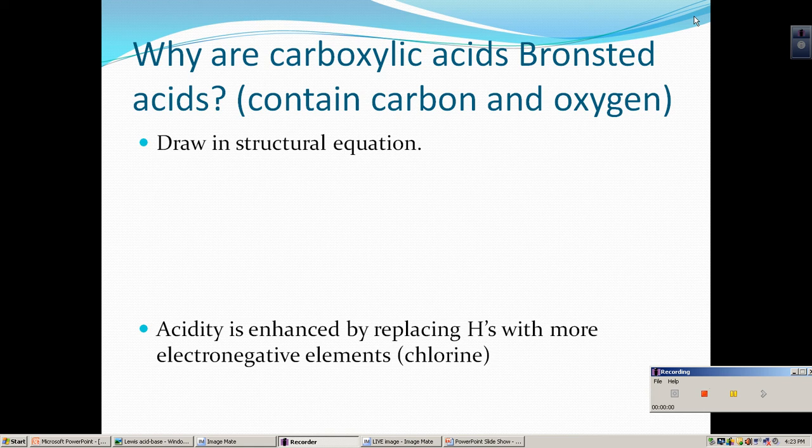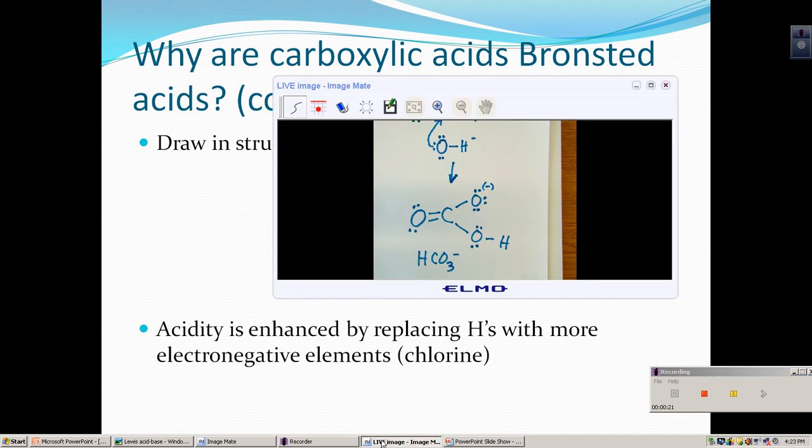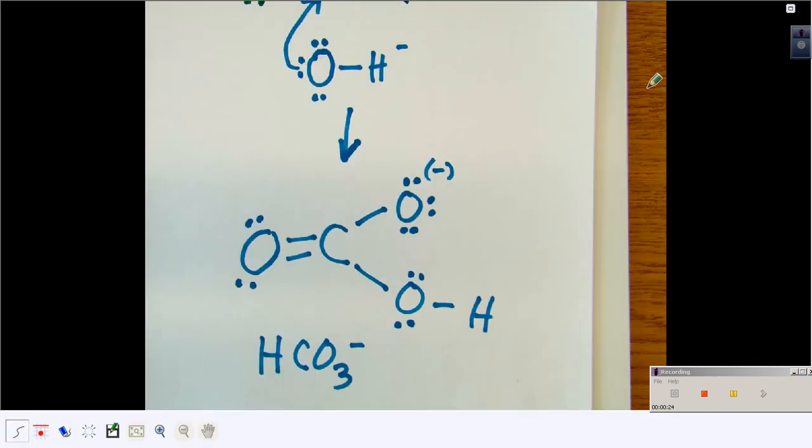So what about carboxylic acids, or acids with carbon and oxygen in them? We're going to look at a structural equation, and that's going to help us understand a little bit why they are acids. Where are the hydrogens coming from? Why, when you have acetic acid, do we only lose one of the hydrogens, not all the hydrogens that are in that compound?